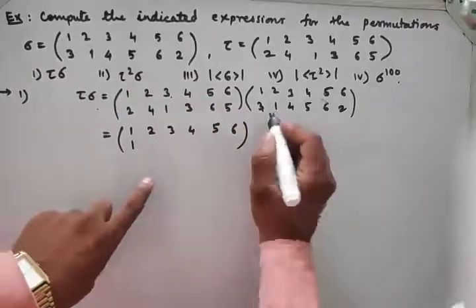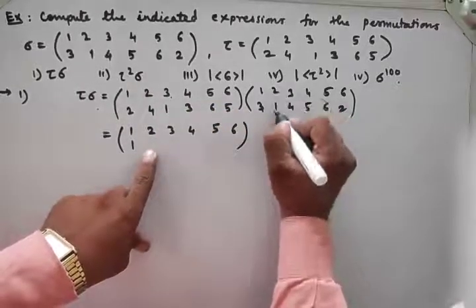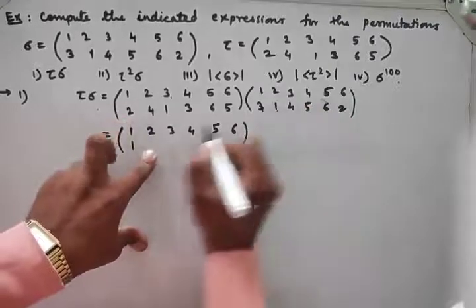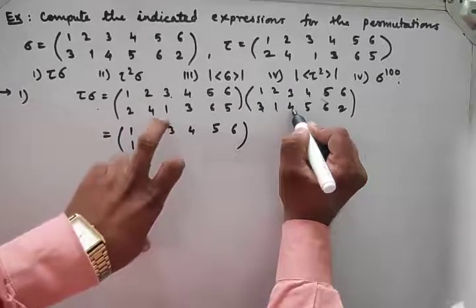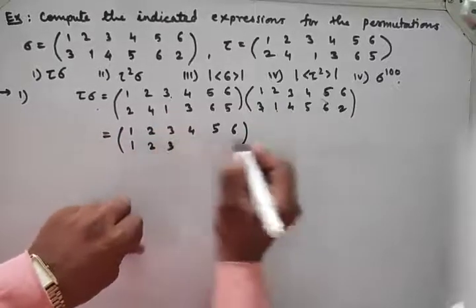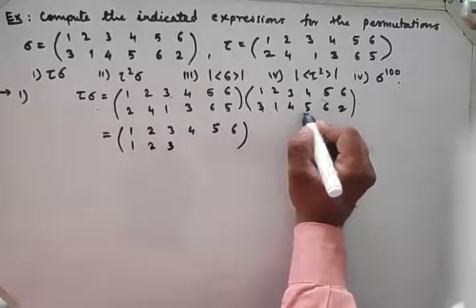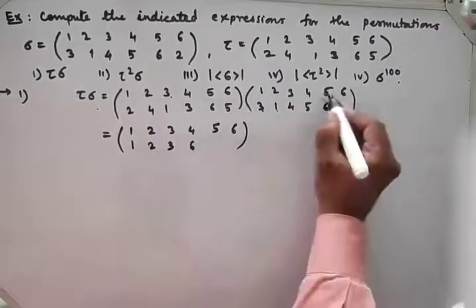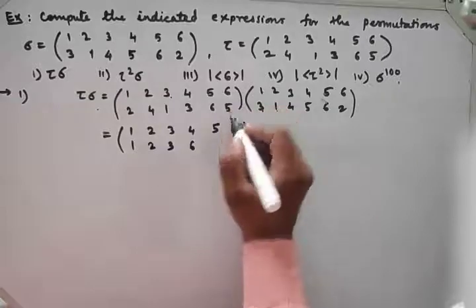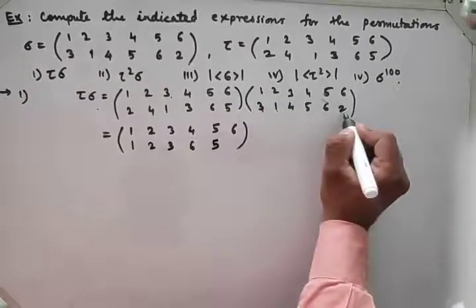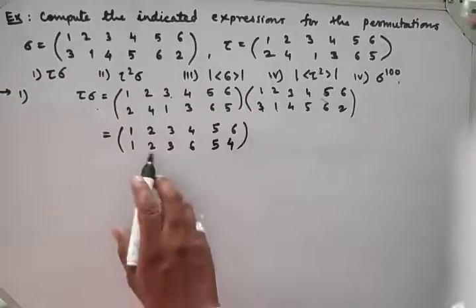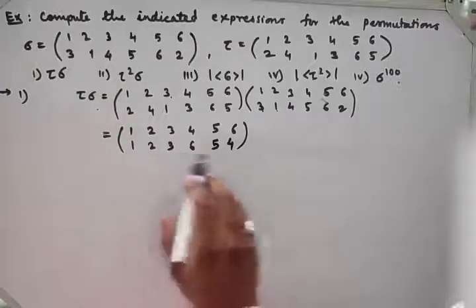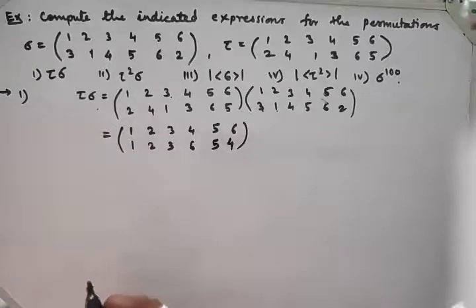So here is 1. Next, for 2: 2 goes to 1, and 1 goes to 2. For 3: 3 goes to 4, and 4 goes to 3. For 4: 4 goes to 5, and 5 goes to 6. For 5: 5 goes to 6, and 6 goes to 5. For 6: 6 goes to 2, and 2 goes to 4. So we get six different values, and this is the product tau sigma.